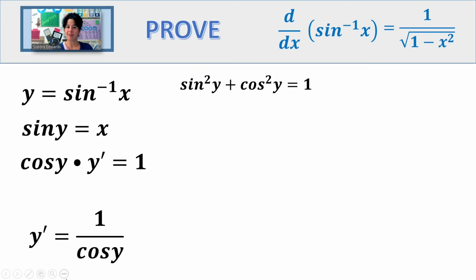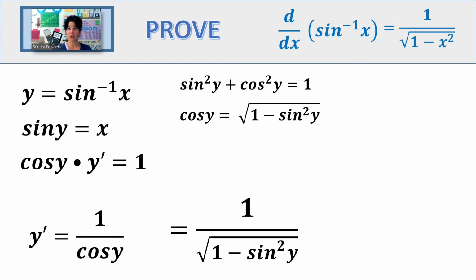I'm going to ultimately make a substitution for cosine y. I want to get rid of cosine y and get sine y's in there because I know what sine y equals in terms of x. So let's solve for the cosine of y. To solve, we're going to begin by subtracting sine squared of y from both sides. And then to get rid of squaring, I'm going to take the square root. Okay, so the cosine of y is equal to the square root of 1 minus sine squared y. We can now replace this cosine y with all of that.